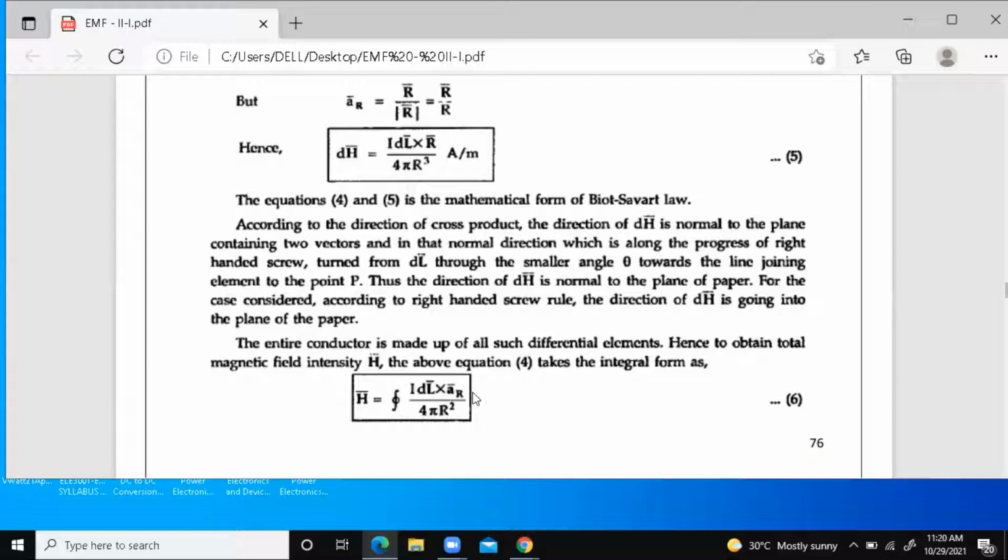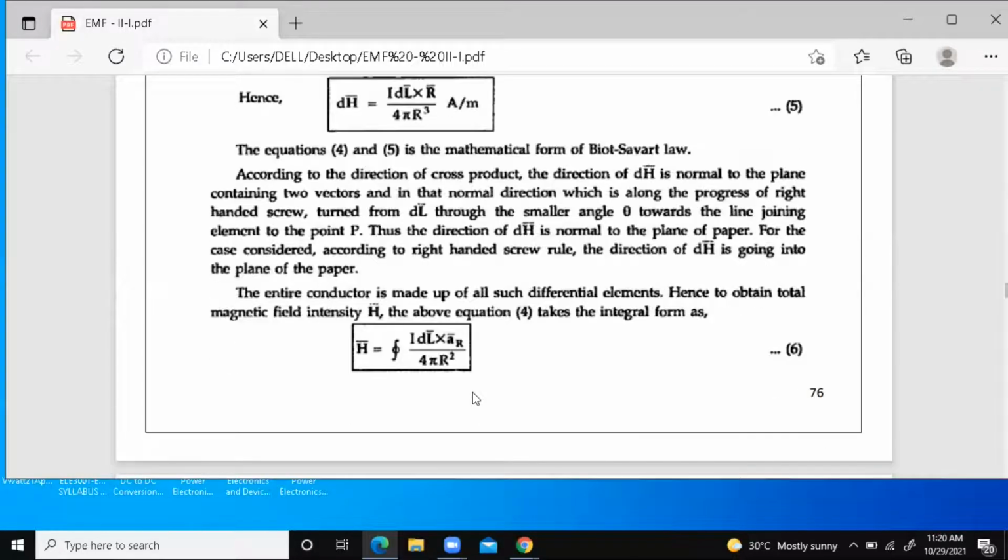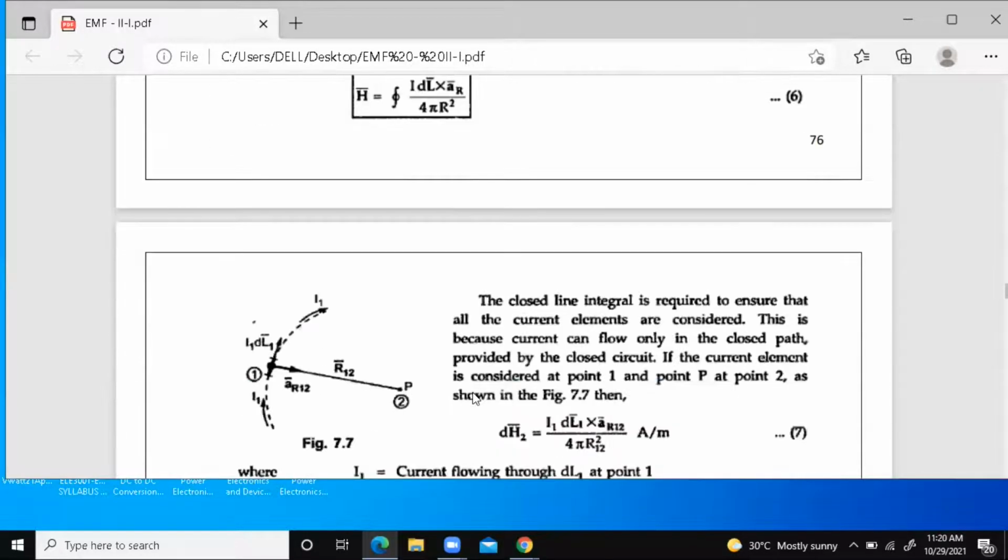So it follows closely to what we did in electrostatics. So if you paid attention to electrostatics, you will have no problem here. We can finish this in one lecture.